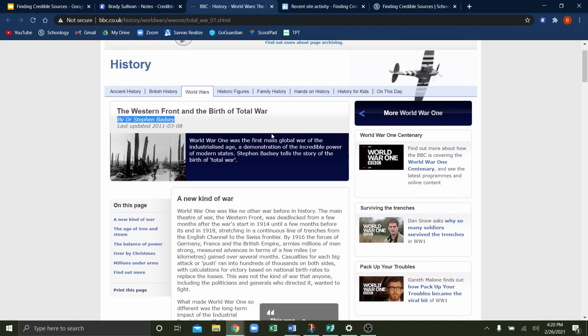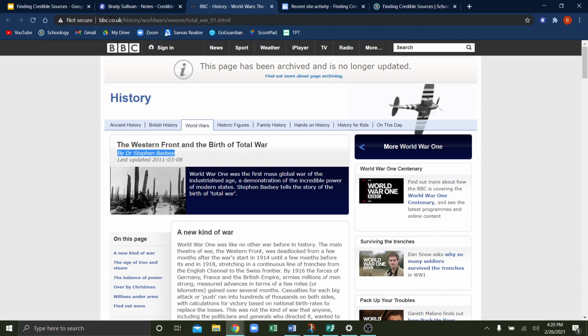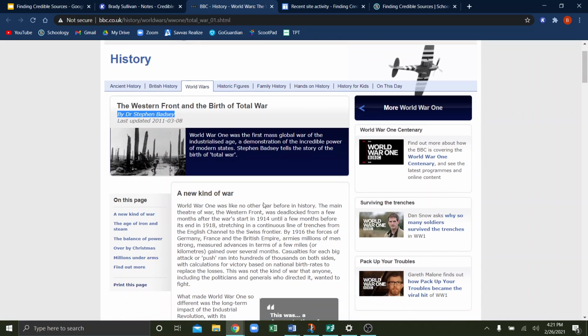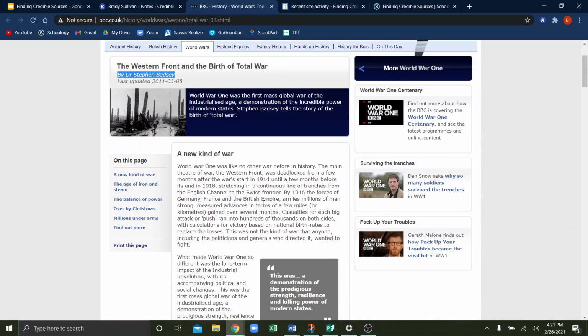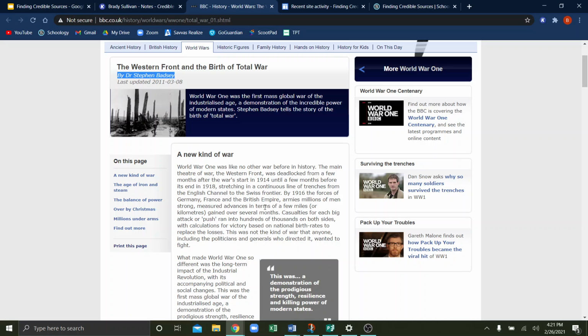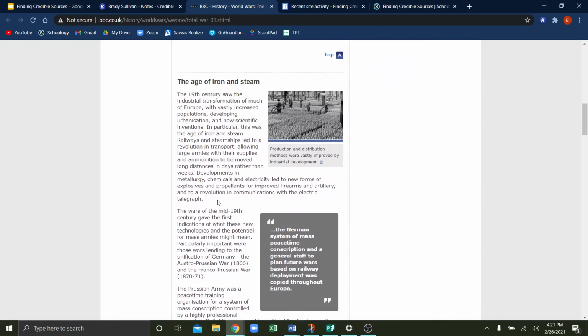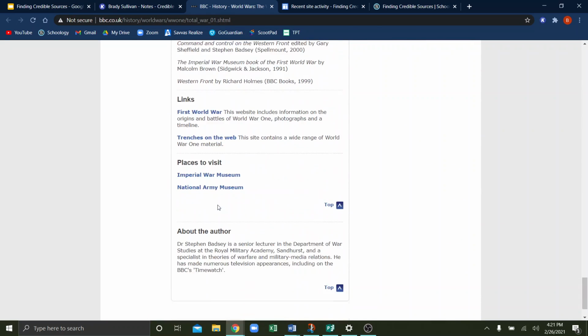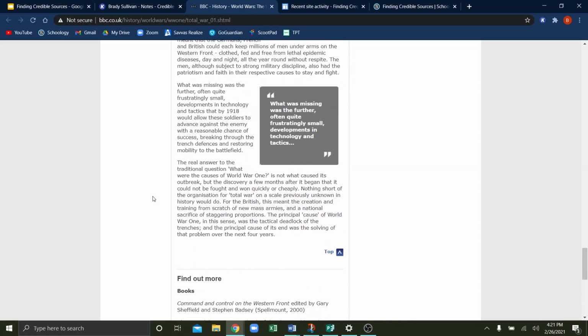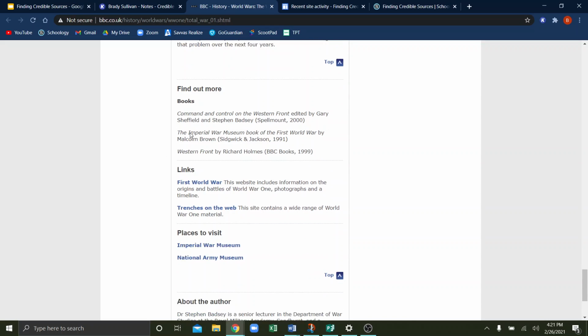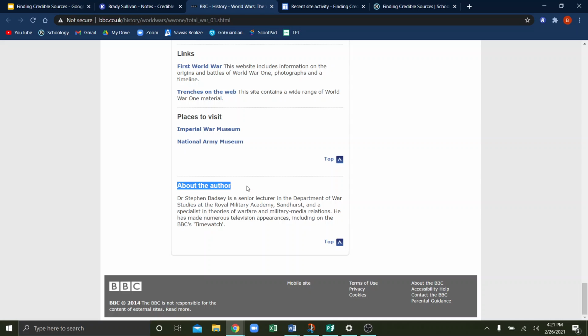Let's look through it here. This website is bbc.co.uk. The BBC is the largest broadcasting company in all of England, and Dr. Stephen Badsey is not, as a matter of fact, the owner of the BBC. He is just a writer for it. Now we can find that information by coming down here at the bottom. Oh, look at this. There's stuff at the end of articles. Yes, there is. Down here we have something called the About the Author section that tells us exactly that. Dr.